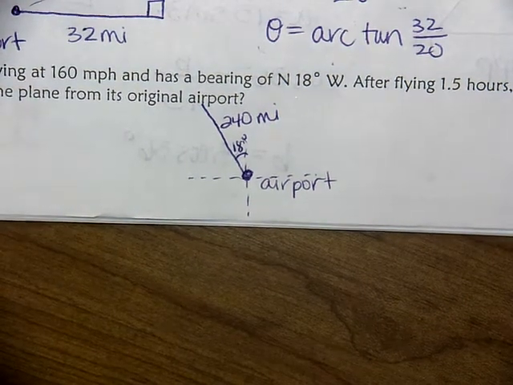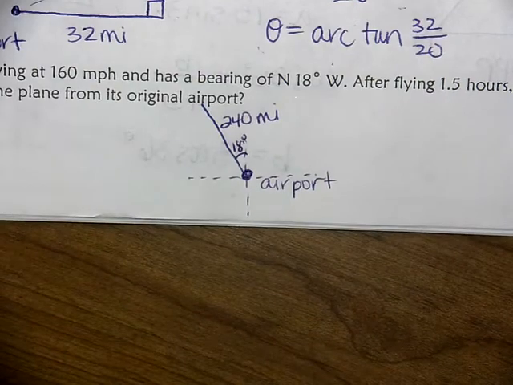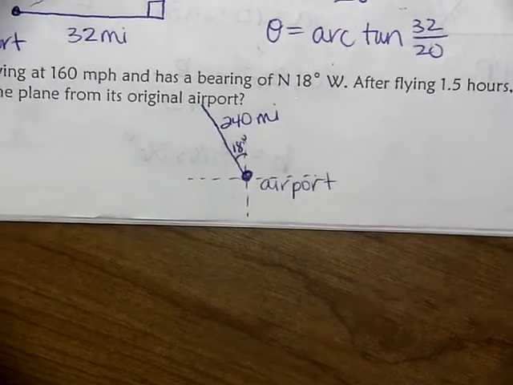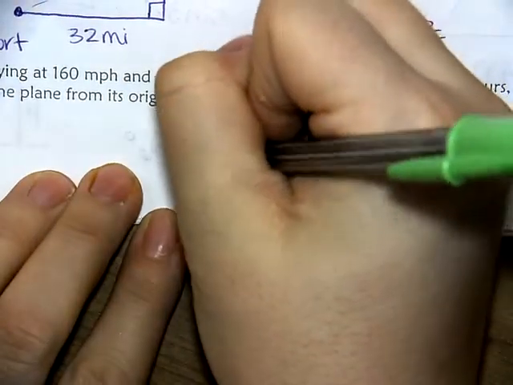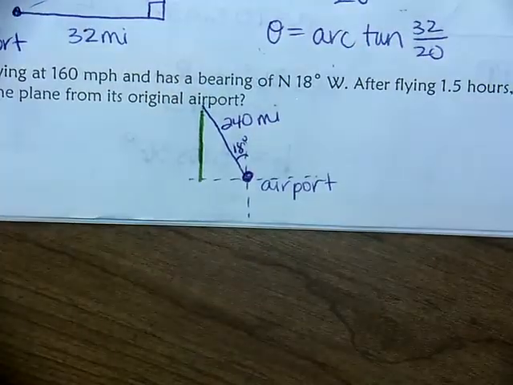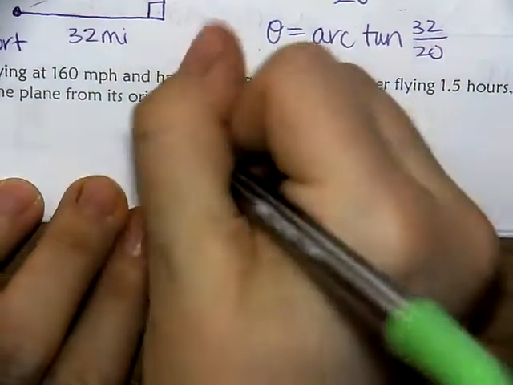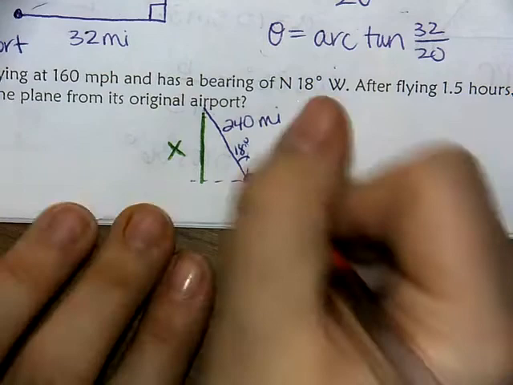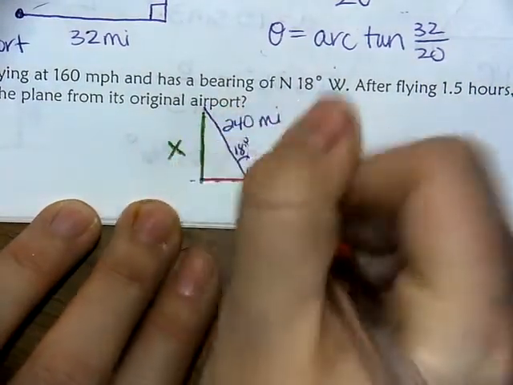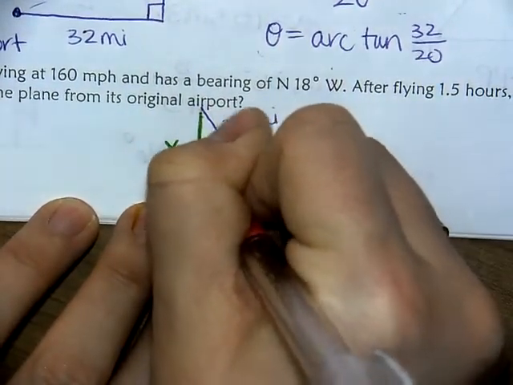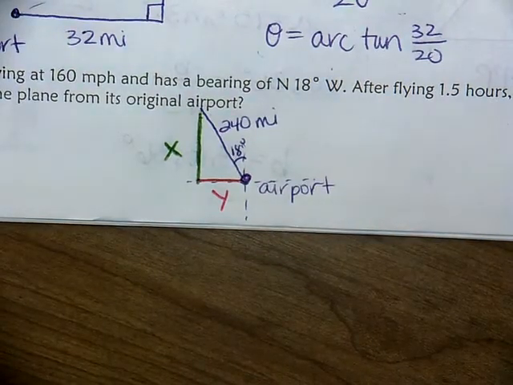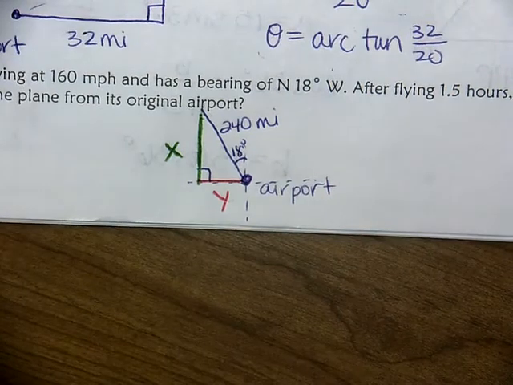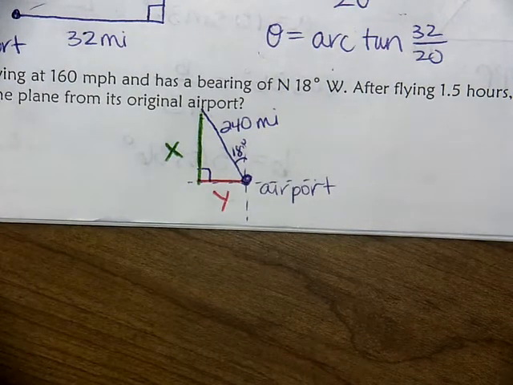The question says, how far north and west is the plane from its original airport? So, isn't this how far north it is? Let's call it X. And isn't this how far west it is? Let's call it Y. Didn't this just form a right triangle here? Okay, are you with me?